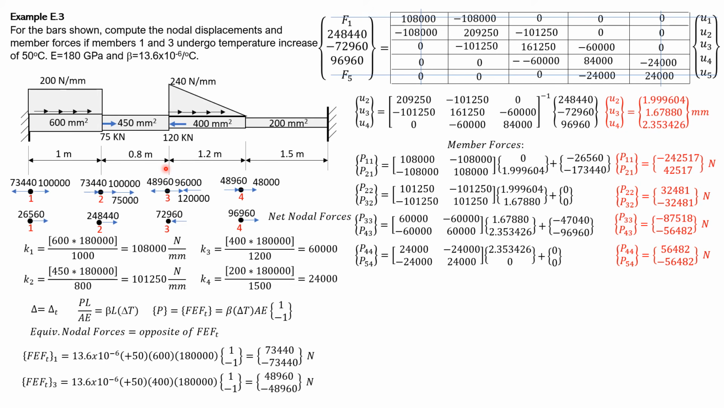At node 3, we have 96,000 minus 48,960 minus 120,000, which is negative 72,960, or 72,960 leftward. Then at node 4, we have all nodal forces rightward, so 48,960 plus 48,000, 96,960 newtons rightward. So we now have nodal forces at 2, 3, and 4.